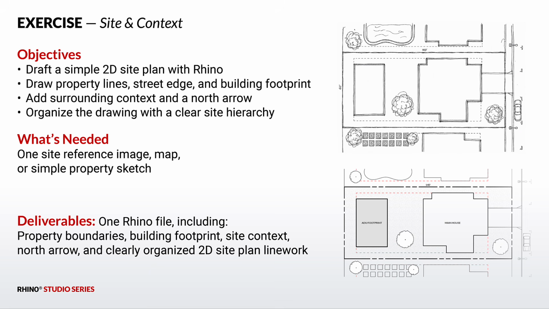For this episode's exercise, draft a simple 2D site plan in Rhino. Draw the property lines, the street edge, and the building footprint. Add the surrounding context and organize it all with a clear site hierarchy. In the next episode, we'll cut into the building and develop the floor plan in greater detail.